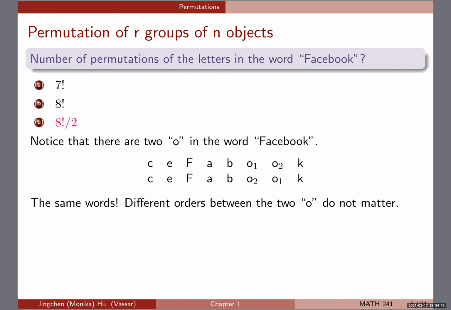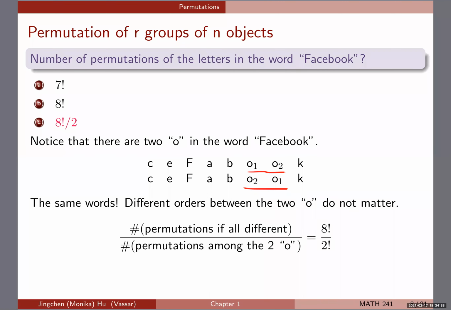So here, like what we were saying, the O's are similar, unless we add this subscript. We add this subscript just to show that, when you spell it out, it's the same. So the result for this is 8 factorial divided by 2 factorial. So in this general result, let's try to focus on r groups of n objects.